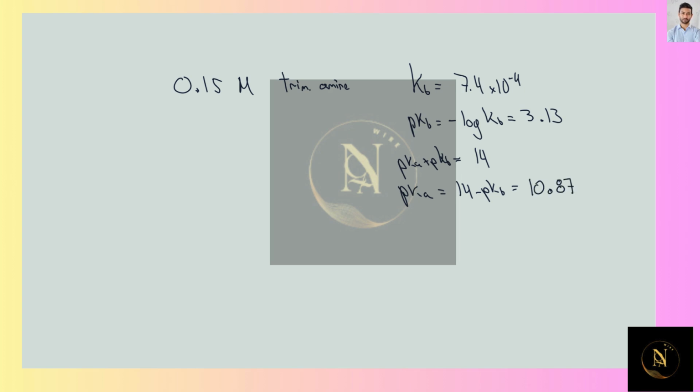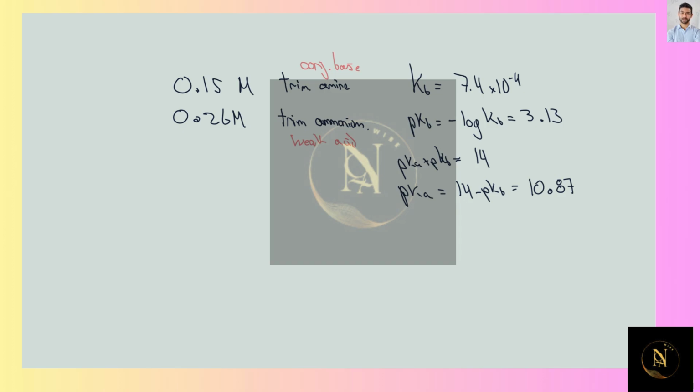So in this solution, we are also going to have a concentration of 0.26 molar of trimethylammonium. So what we have is a weak acid and its conjugate base present in solution at the same time.